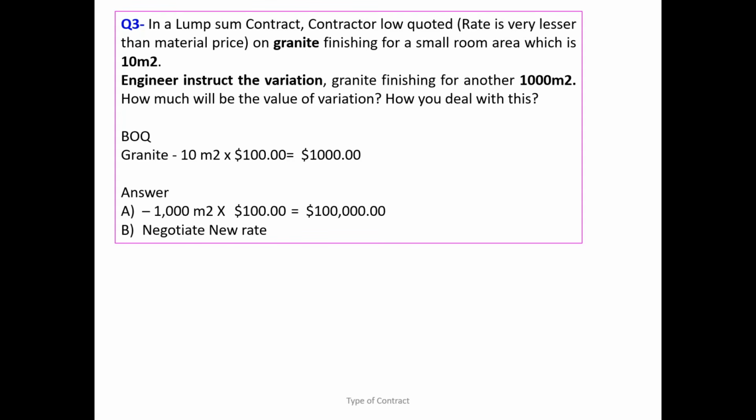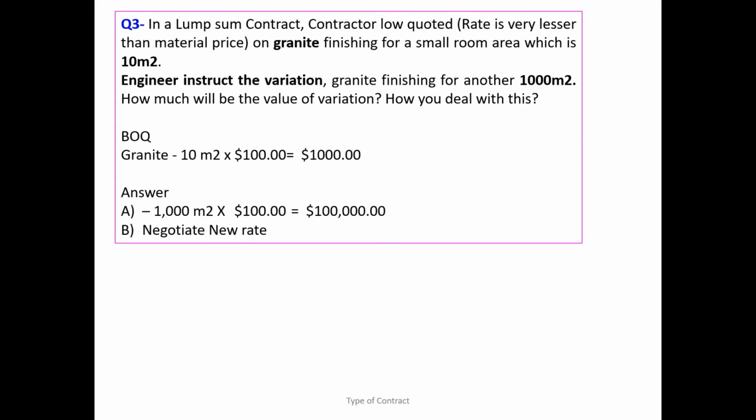So what is the scope of work? 10 square meters. Even though the contractor knows that is an absolutely wrong price, he needs to get the job done for 1,000 only. Okay, 10 square meters multiplied by $100 equals 1,000, even though the market price may be double, triple. So that is part of the scope of work, no argument.